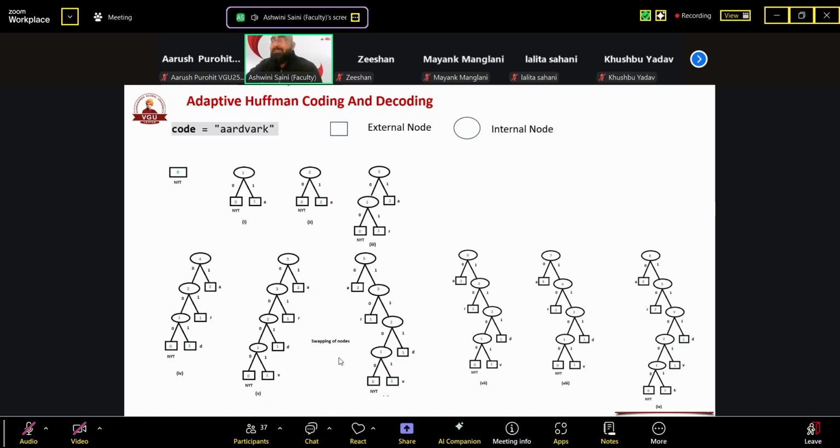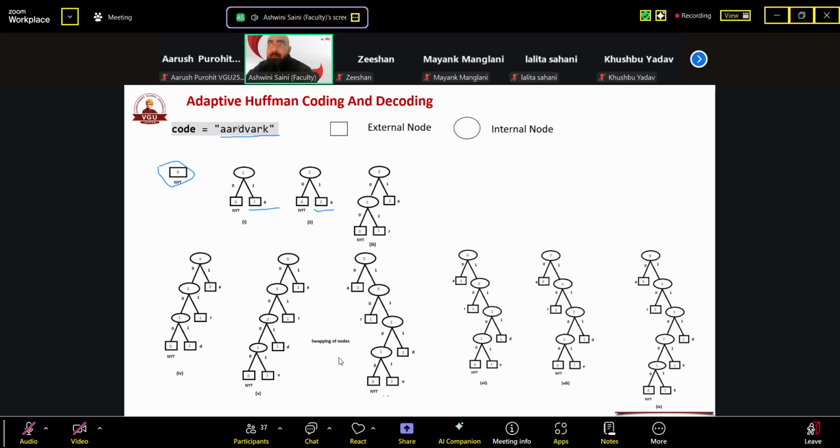What is the purpose of NYT? NYT's purpose is simple. Whenever we have a new character that is not transmitted earlier, we will be using NYT as a left node. Each and every time, whenever there is a new character, that character will be on the right side. Left side will be the NYT. So in this particular algorithm, A is the character, it is on the right side.